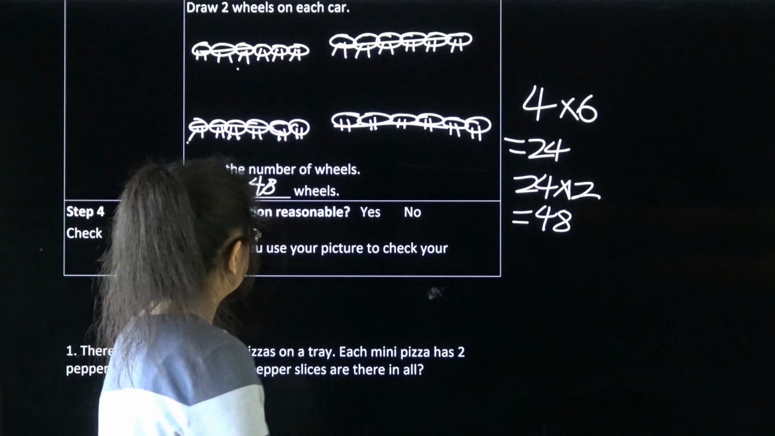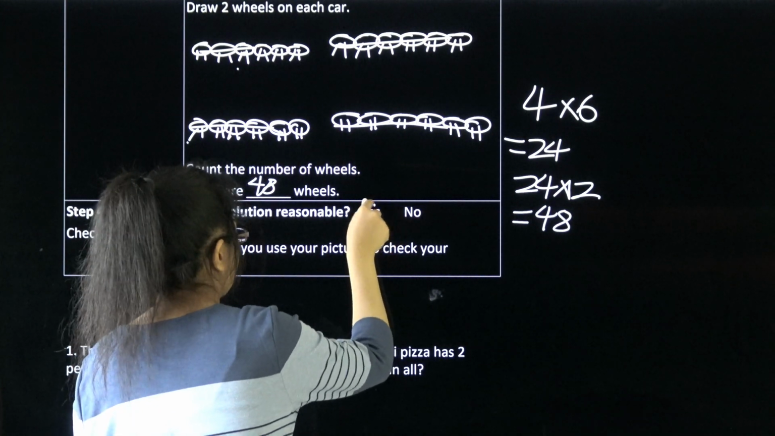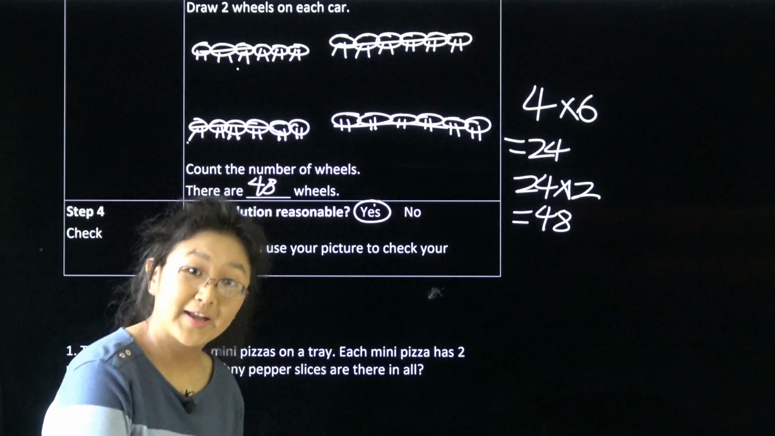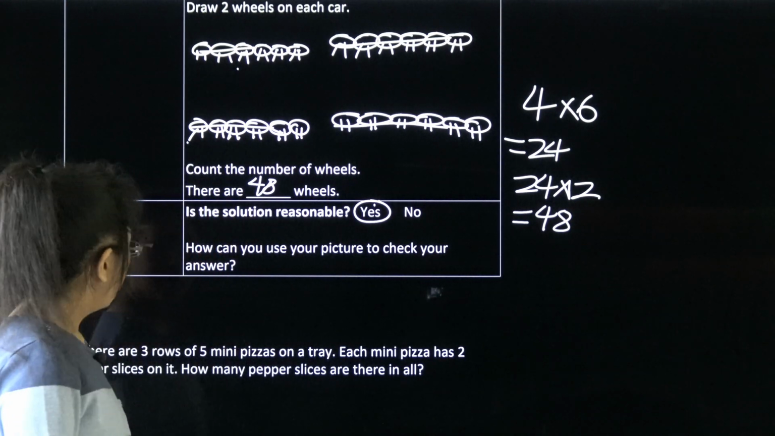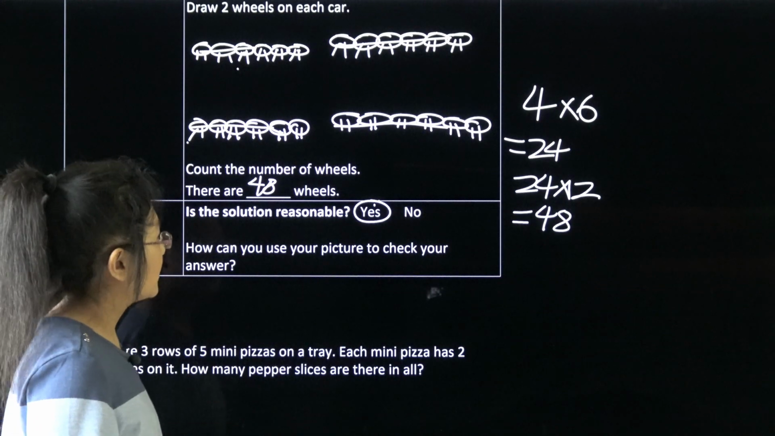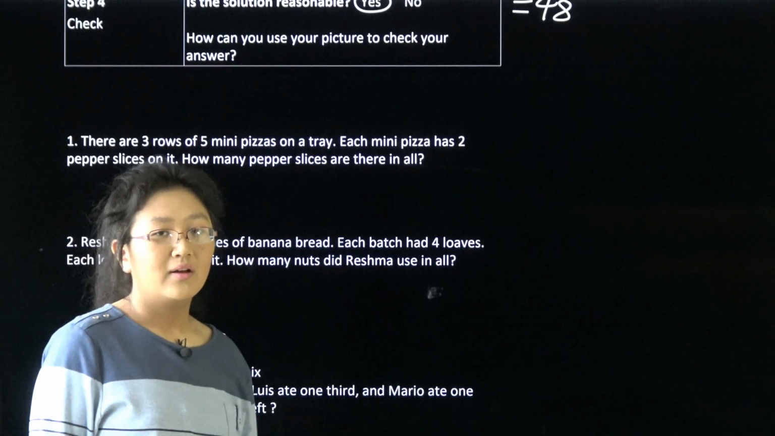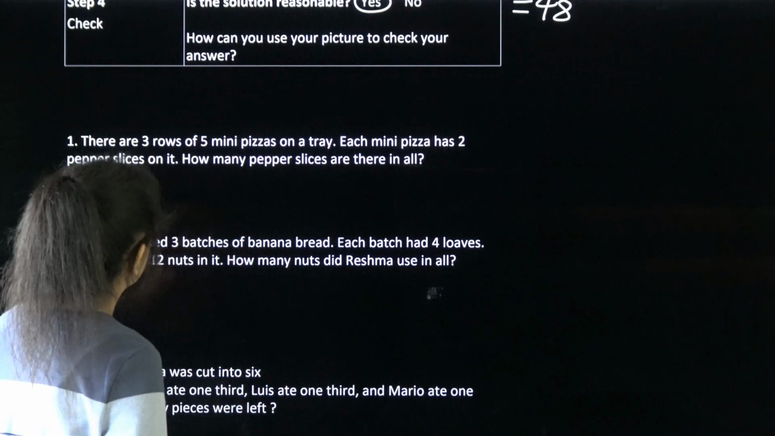Is the solution reasonable? Yes. How can you use your picture to check your answer? Count it again. So now let's do some practice questions, except for the practice questions, I'm not going to draw them all out. I'm going to use the simple multiplication methods.